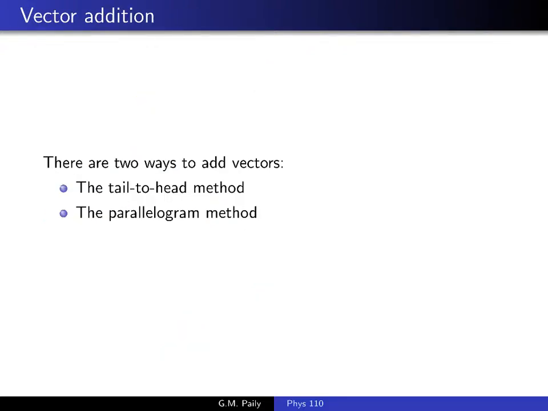There are two ways to add vectors. The first is the tail-to-head method, and the second is the parallelogram method. But you will see that the second parallelogram method is in fact just a slightly more complicated version of the tail-to-head method.